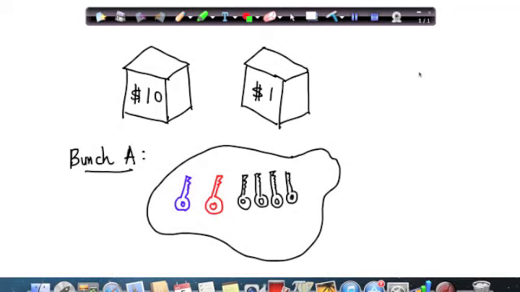Alright, here we are given two padlock boxes, one containing $10 and the other $1. We are also given a bunch of keys called bunch A with 6 keys altogether. Exactly one of them, say the blue one, will open the $10 box. Also, exactly one of them, say the red one, will open the $1 box. The remaining 4 keys will not be able to open any of the boxes.